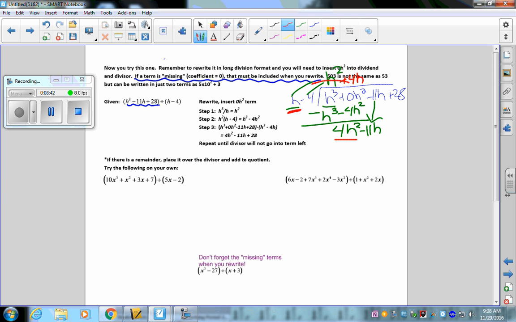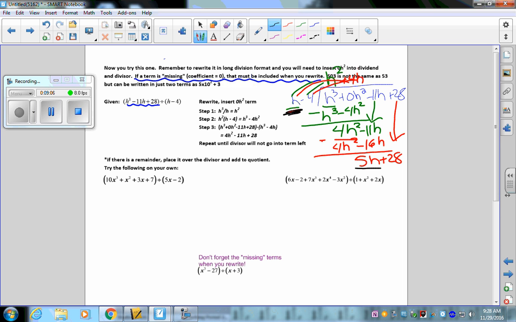Multiply. 4h times h is 4h squared. 4h times negative 4 is negative 16h. Subtract. They cancel. Negative 11 minus a negative 16 is a positive 5h. Bring down. Repeat. Divide.